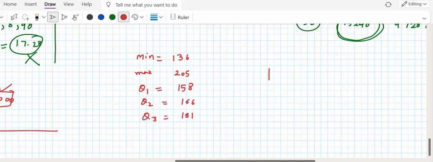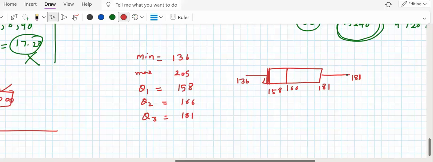So the box plot will be something like this. Like you have Q1 here at the beginning of the rectangle, 158, and then you have Q3 here, 181, and in between you have 166. And then you have whiskers here, 136 here, and 205 here. Okay, does that make sense? So this is your box plot.